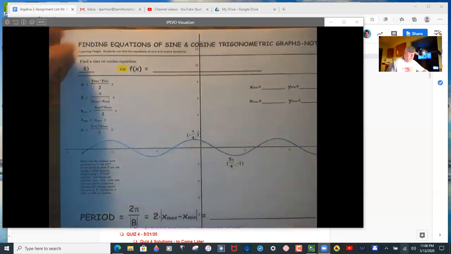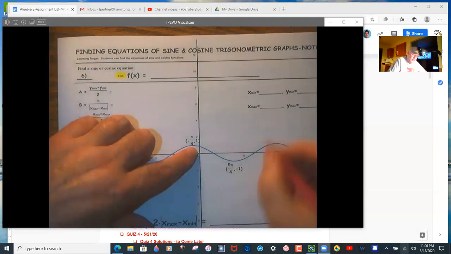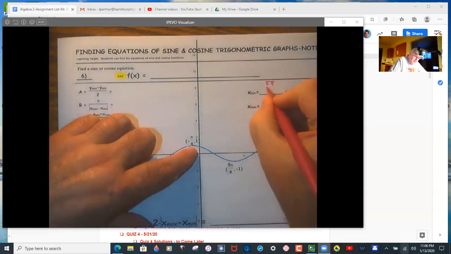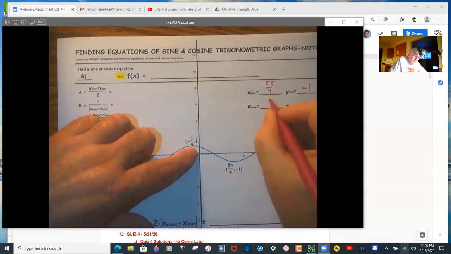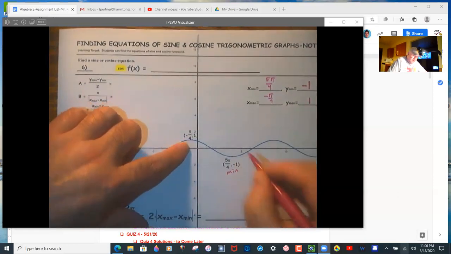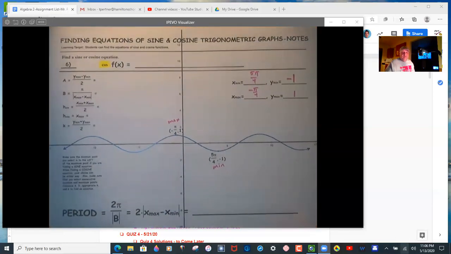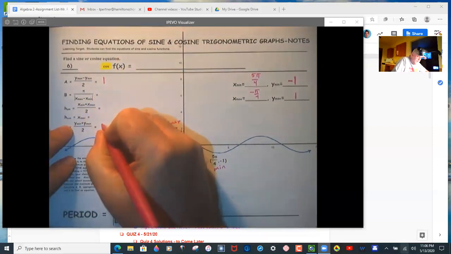Okay, problem 6. Stretched it out a little bit here. We do want a cosine, so we're good with this. Make sure you're understanding the min and the max. The min is the lowest point, the max is the highest, the bottom of a wave, top of the wave. If you get that wrong, it's no good. So A, you should be able to see is 1, and K is 0.